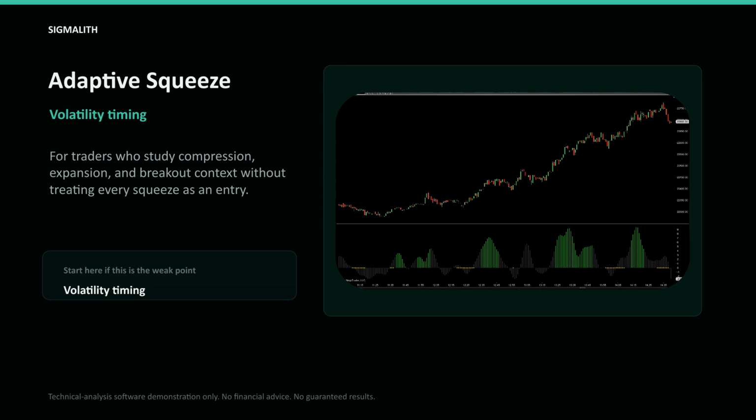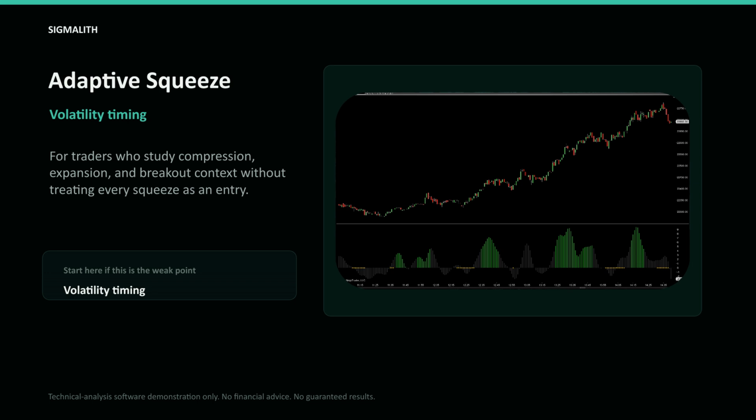Consider starting with adaptive squeeze if your biggest issue is volatility timing. Breakout traders often care about compression and expansion, but a squeeze by itself is not an entry. Compression can release cleanly. It can fail. It can expand in the wrong context. Or it can appear during a messy range where follow-through is unreliable.